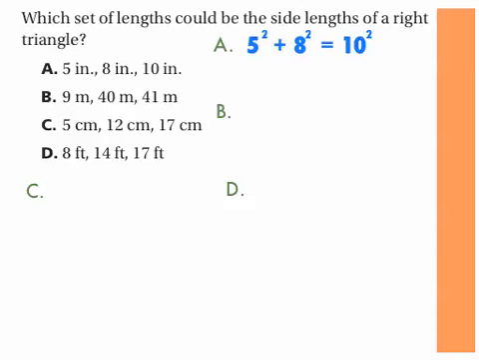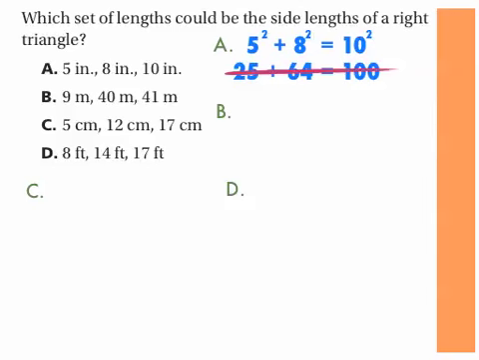In this case, I have 3 numbers that I can square, so go ahead and square all of them. You get 25 plus 64 equals 100. Well, 25 plus 64 equals 89. It does not equal 100, so this is not an identity. It is not a right triangle.